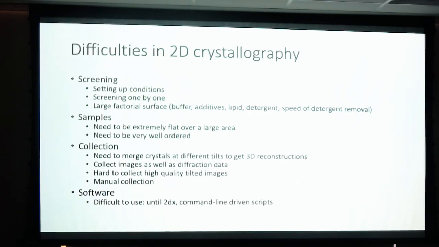Most of the labs who were doing it were pretty hardcore EM labs, and these would be decade-long projects to get a structure. And even once you did it, your samples had to be really flat and very well ordered. In order to do the collection, you had to merge crystals at different tilts in order to get 3D reconstructions. Because if you think about it, when your first picture you take is through a 2D crystal, you're getting just a direct projection through that crystal. In order to get 3D information, you have to tilt it in order to fill in Fourier space to get different views of that crystal. And so in a way, it's kind of like tomography that way.